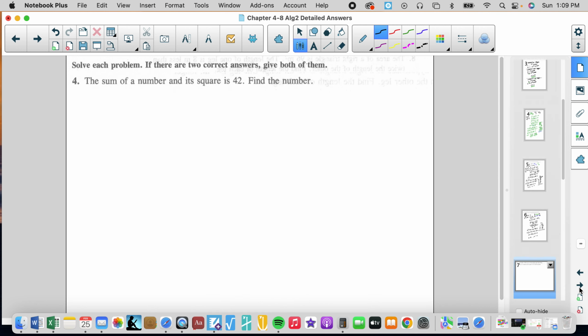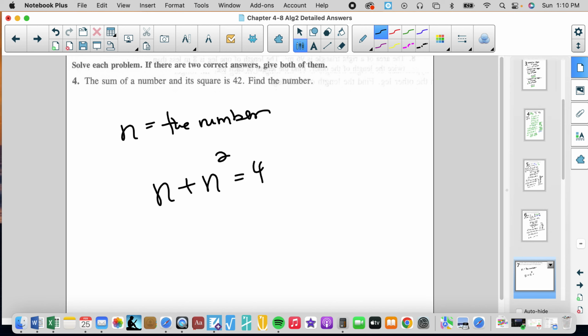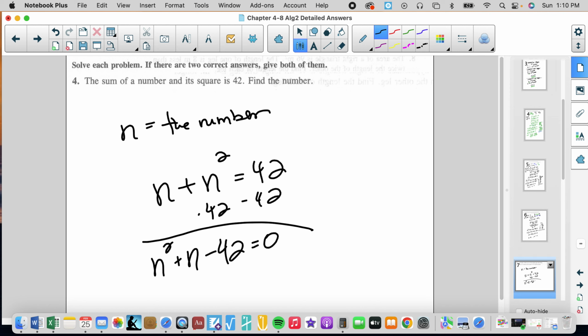The sum of a number and its square is 42. So n equals the number. So the sum of the number plus its square equals 42. So let's set it equal to 0, and let's put it in standard form. And factors of 42, 1 and 42, 2, well, we know it's 6 and 7. I don't know if you knew it was 6 and 7.